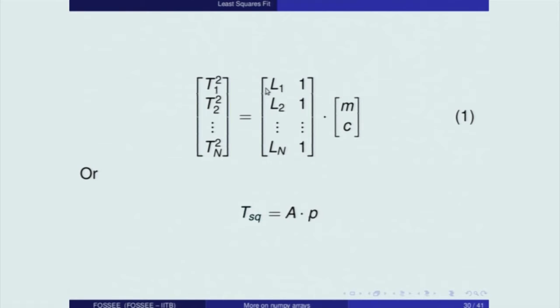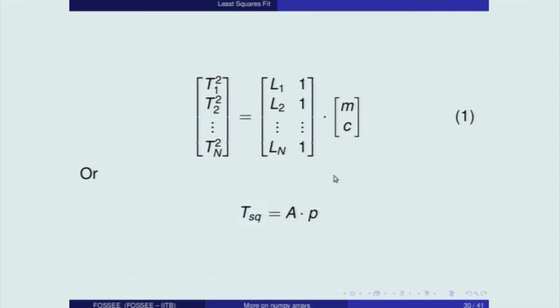Because again, this is a matrix vector product, which means it's row L1, 1 into m, C, add those together. So it's L1 m plus C, that is equal to T1 squared. Similarly, T2 squared is L2 m plus C. So on and so forth, we have n values. In our case, we have 90 such values. The nice thing is, if I can write this in a matrix notation, it becomes very compact. So T squared is A dot P, where P is the unknown vector of m and C.